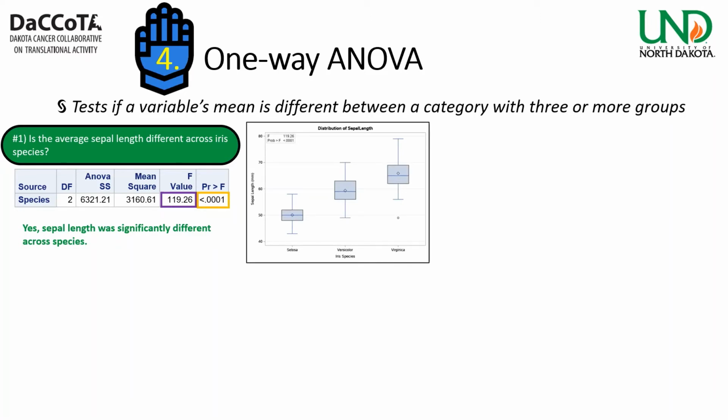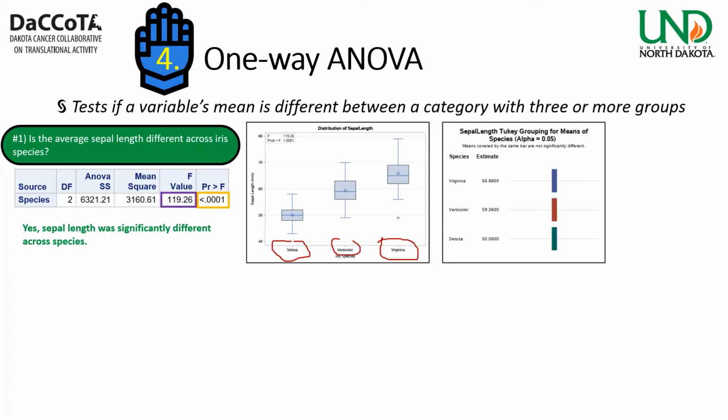So a lot of times we can plot these. It looks like Setosa is the smallest, Virginica is the tallest, and then this one's in between, but are they all significant? We usually have these Tukey tests. So this output in SAS shows the ones that are covered by the same bar are not significant, but since they all have their own bar, they're all significantly different from each other. So all significantly different. All right, let's speed this up here.